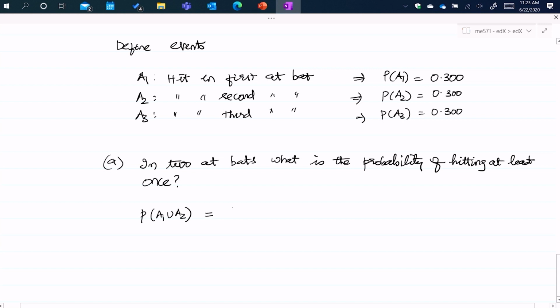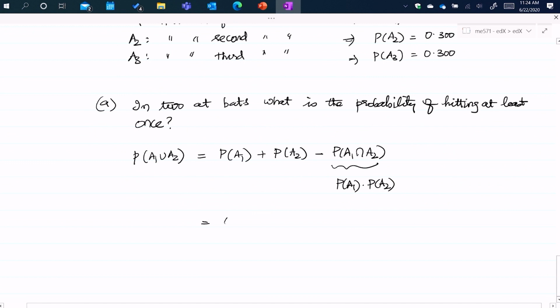And this we know from our addition rule is probability of A1 plus probability of A2 minus probability of A1 and A2. We know A1 and A2 are independent events, so therefore this quantity is nothing but probability of A1 times probability of A2. So this is going to be equal to 0.3 plus 0.3 minus 0.3 times 0.3, which is equal to 0.51.